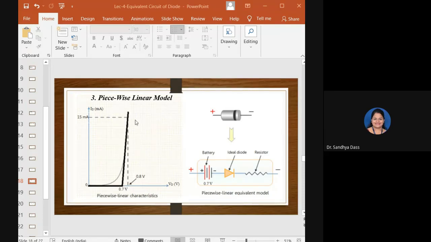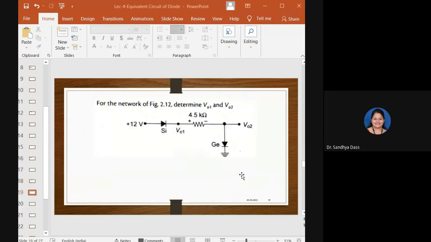The change in the voltage by change in the current, right? So it is 0.8 minus 0.7 by 15 milliamps minus 0 milliamps. So that would be the ratio which will give us 6.67 ohms. I hope you are able to get that. So that dynamic resistance from the forward characteristics will be indicated in the circuit. So that becomes our piecewise linear model. Okay. All right.